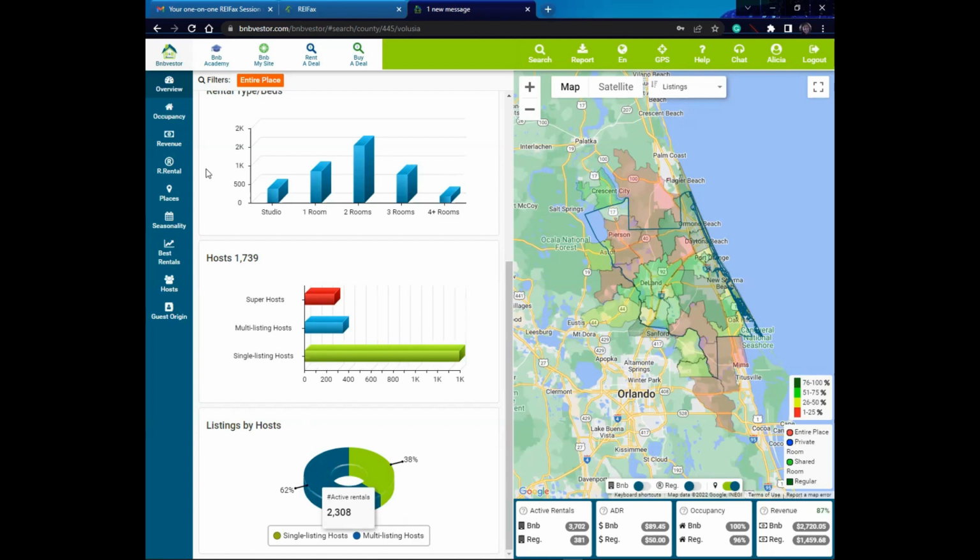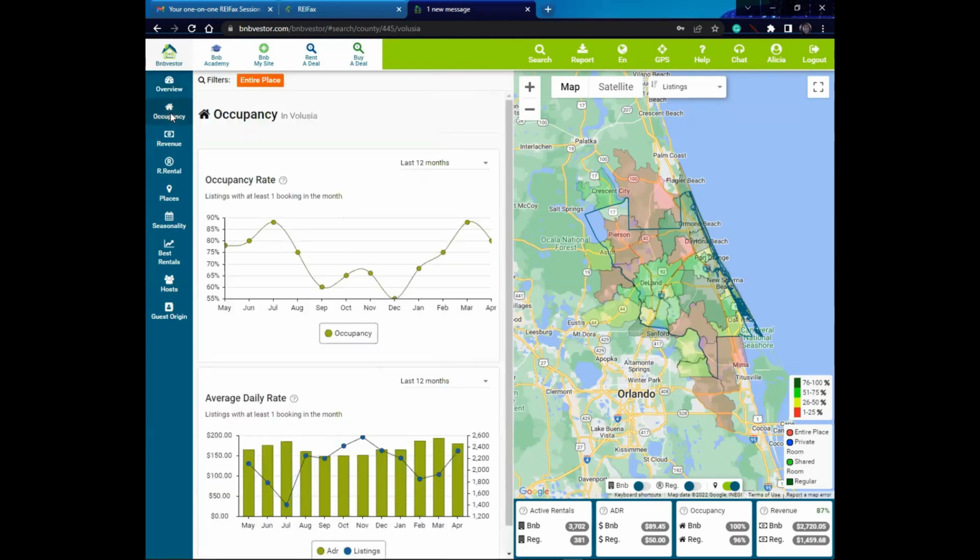Okay, then we have, this is the general overview. Then let's go to occupancy. What do the occupancy graphs show me? This shows me which are the best months in the year for the BnB in this area.